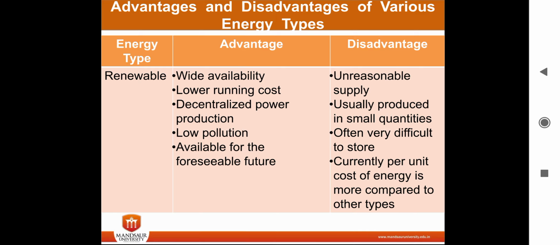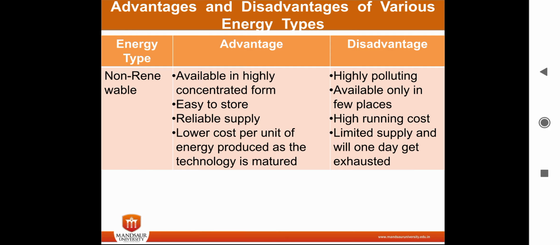There are various types of energy systems which we have studied. When we talk about renewable energy, the advantages are that it is widely available, has a low running cost, decentralized power production, low pollution, and is available for the foreseeable future. The disadvantages are unreliable supply, it is usually produced in small units, and it is often very difficult to store.